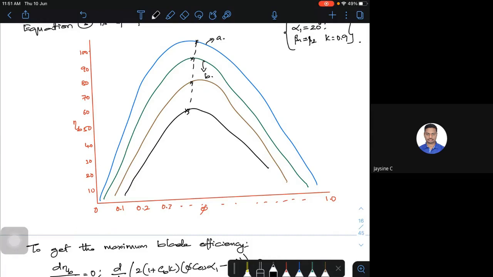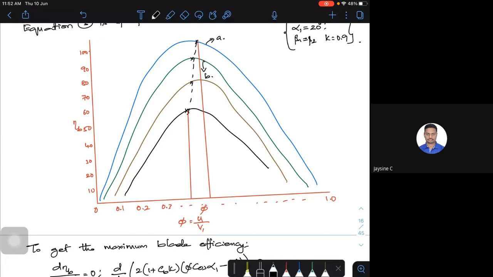So at any given point, you want to get the corresponding phi, or the range of phi. Just draw a vertical line here, then draw a vertical line here. I'll be able to get some range of phi values. Phi is the ratio of u by your v1. I'll be able to get those values.